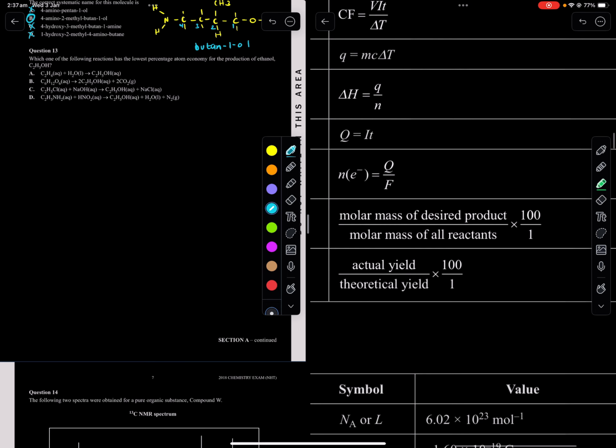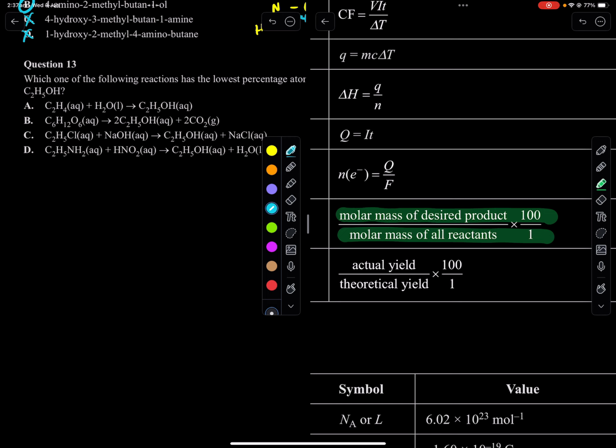Well, it's over here. This is what it is. This is going to help you work. So what is our desired product? Well, in this case, it's ethanol for each of these. So it's this one over here, this one over here, this one, and this one. So we need to calculate those.